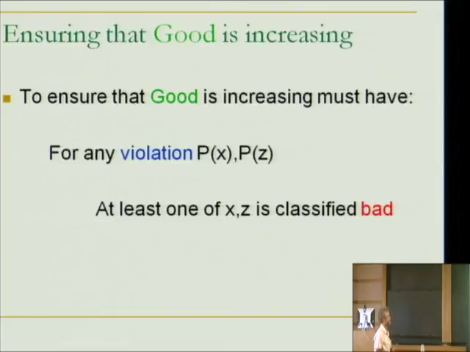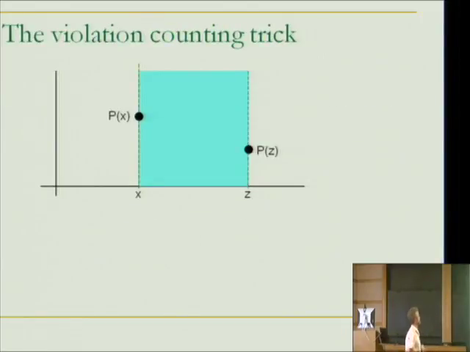So here's what we have to do. If you have a violation, remember a violation is two points that are out of order, then one way of looking at the requirement is that your algorithm had better classify one of those as bad. So for every violation, you have to classify one of them as bad. Now, when I ask you about X, it's involved in a whole bunch of violations. You don't know which violations it's involved in at the moment. So if you classify X as good, then you've got to somehow guarantee that you classify all the things it has violations with as bad. This is the problem.